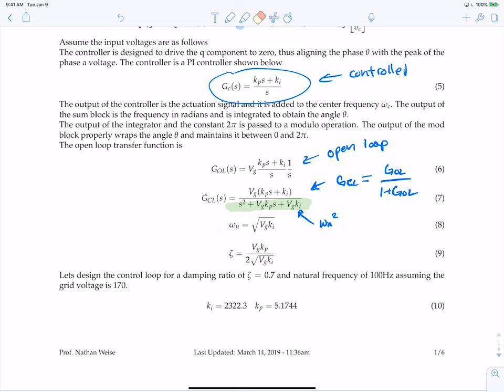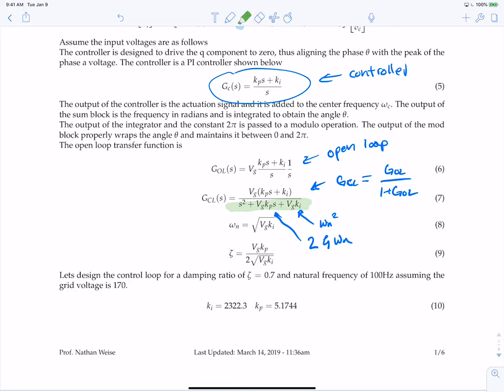Okay, awesome. This term that's in front of S, we know is 2 zeta natural frequency, right? So we can plug that all in with equation 8 and get equation 9. So essentially what we have is the damping ratio as a function of Kp and Ki. We're trying to find Kp and Ki. Vg is set by whatever the grid we're trying to connect to is. And we also have the natural frequency, which is a function of Ki.